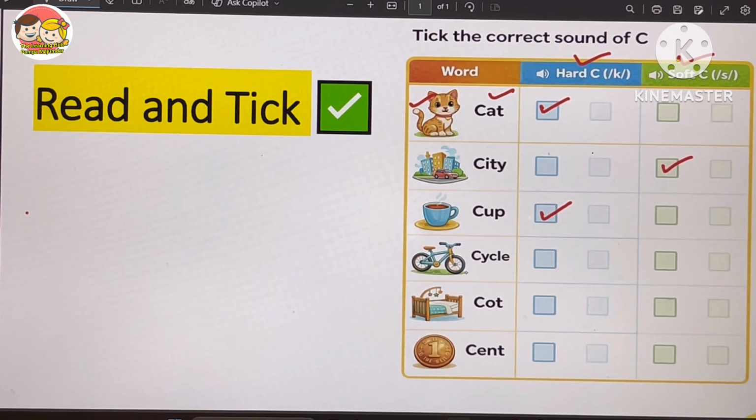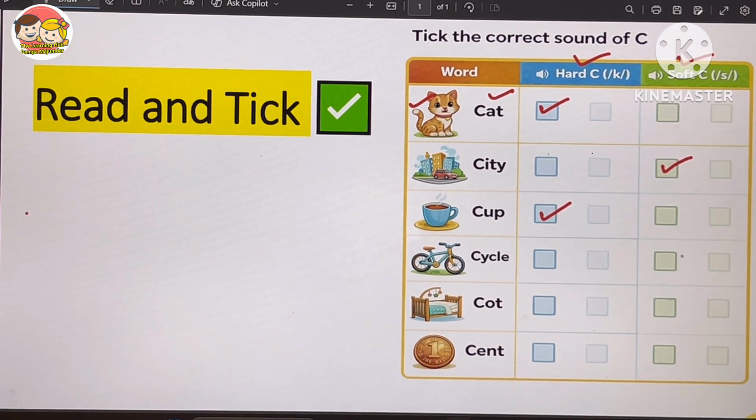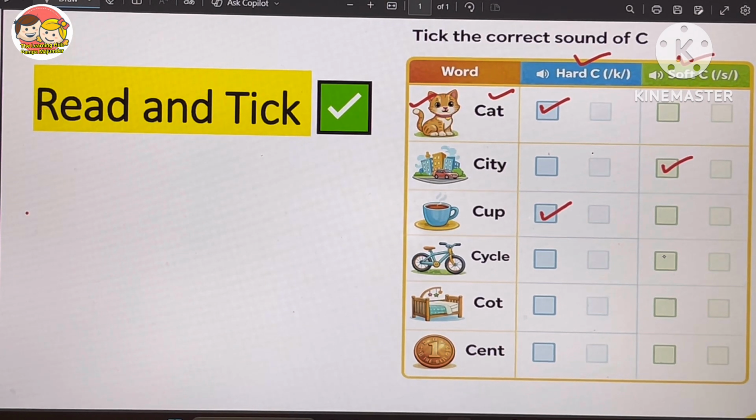Next, look at the next picture. It's a cycle. Cycle. Say the word aloud. Cycle. Is it hard C or soft C? Yes, great job. It's a soft C sound. So put a tick in the correct box.